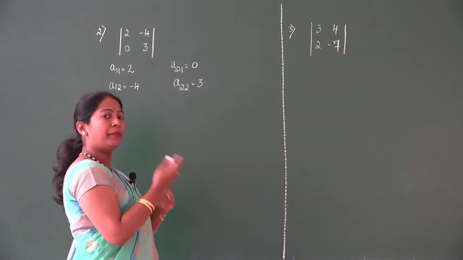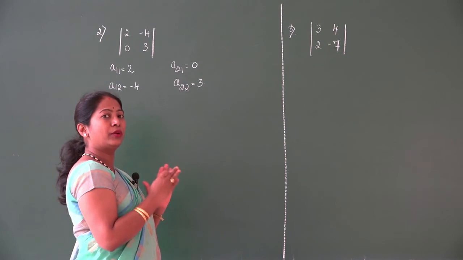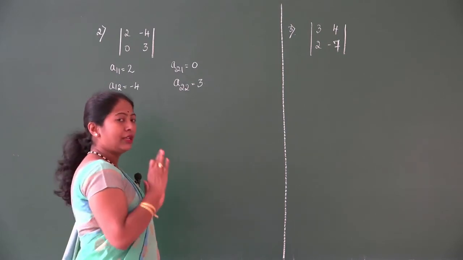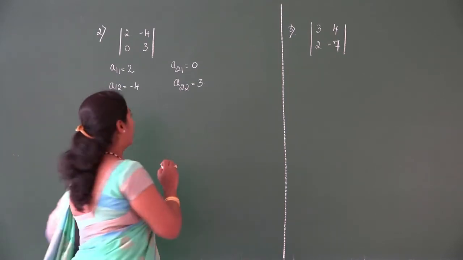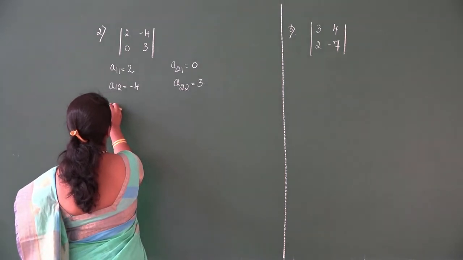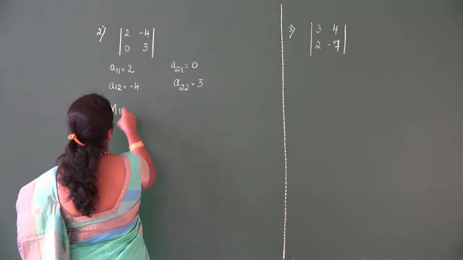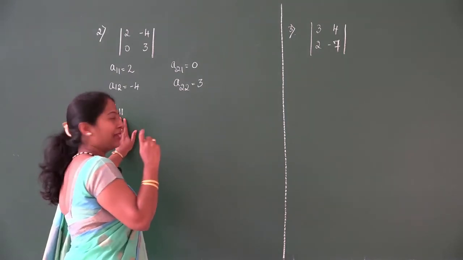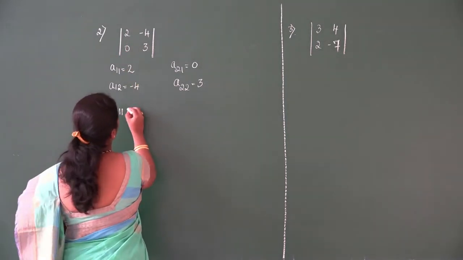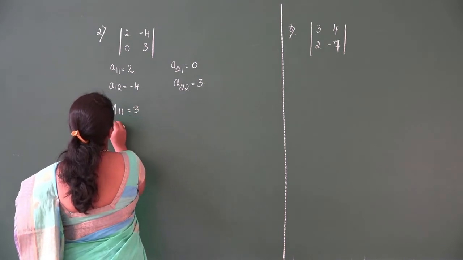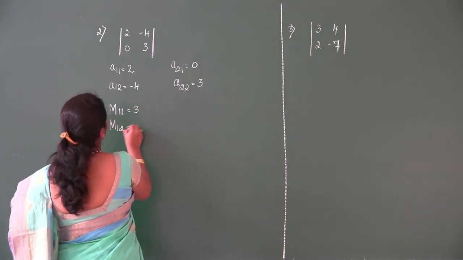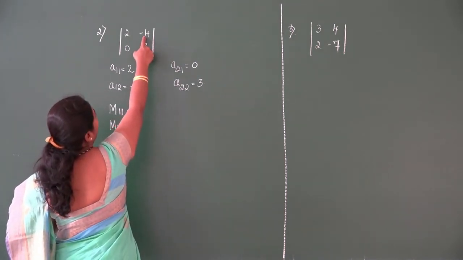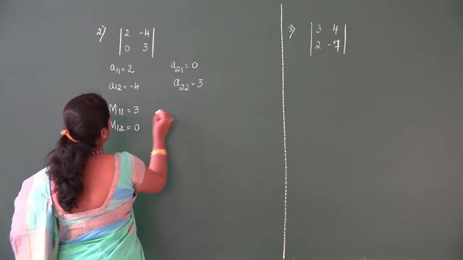Now we shall find the minors of these elements, which is denoted by Mij in general. With regards to this problem, what will be M11 now? M11, I am speaking about 1, 1 element, that is first row, first column element, that is 2. Opposite to 2 is nothing but 3. Similarly, what is M12, which is 1, 2 element, minus 4. Opposite to minus 4 will be 0.